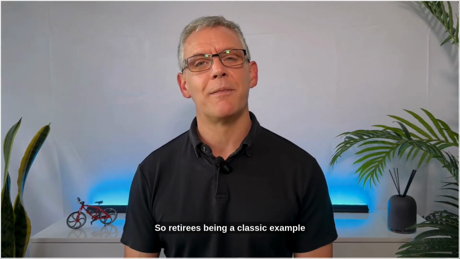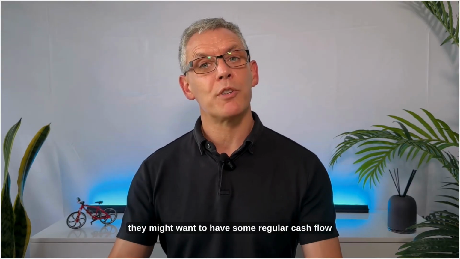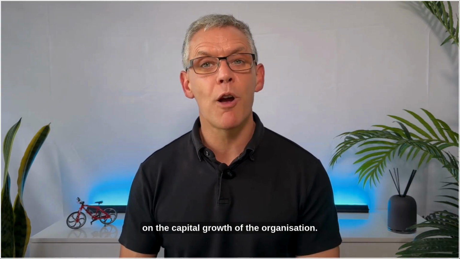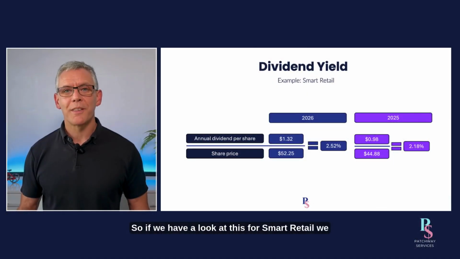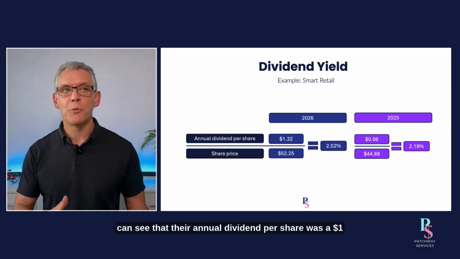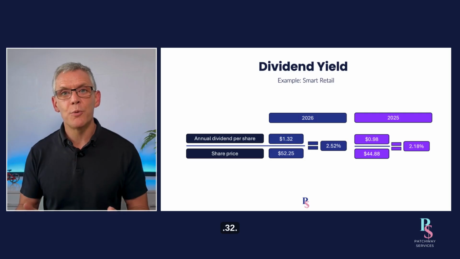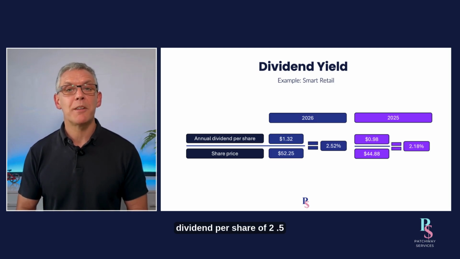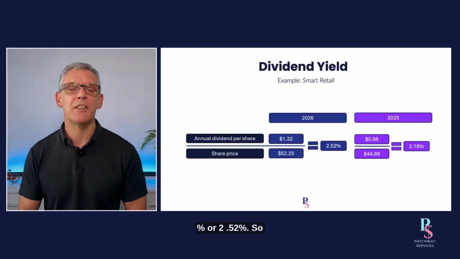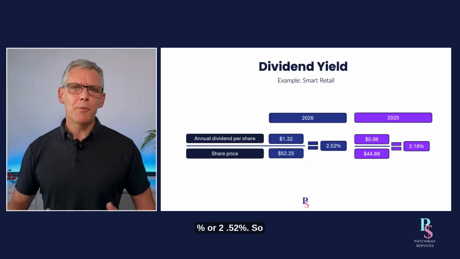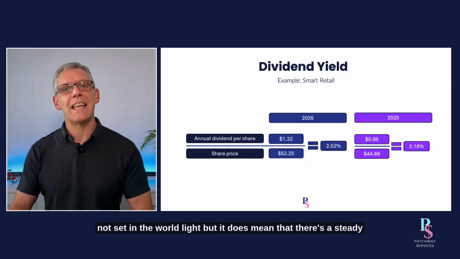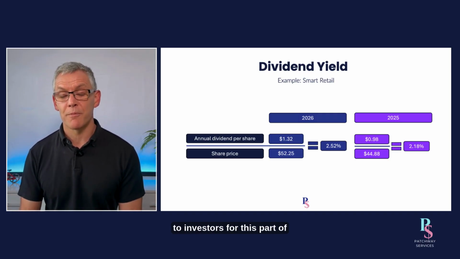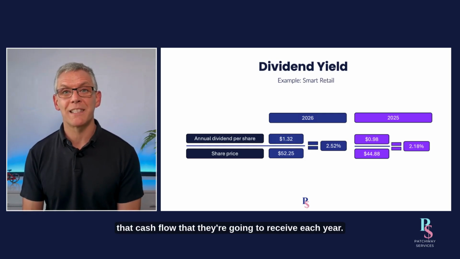So retirees being a classic example of that, they might want to have some regular cash flow each year rather than just relying on the capital growth of the organization. So if we have a look at this for Smart Retail, we can see that their annual dividend per share was $1.32. Divide that by their current share price of $52, and they've got a dividend yield of 2.5% or 2.52%. So not setting the world alight, but it does mean that there's a steady income flow that's coming through to investors, part of that cash flow that they're going to receive each year.